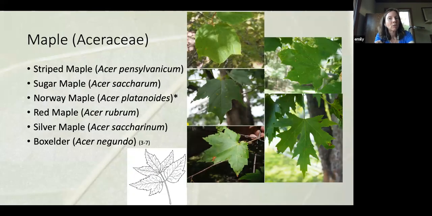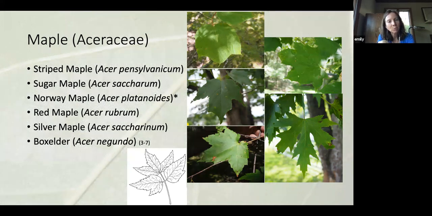Maples are our other compound leaf, or sorry, our other opposite branching group. And I had a lot of fun recently because I decided to go out and find as many maples as I could. And you can see from my pictures that I'm missing one. So the box elder was elusive to me, unfortunately, but I have put in there how many leaflets it has, 3 to 7, and I've even put in a diagram of it, a drawing.